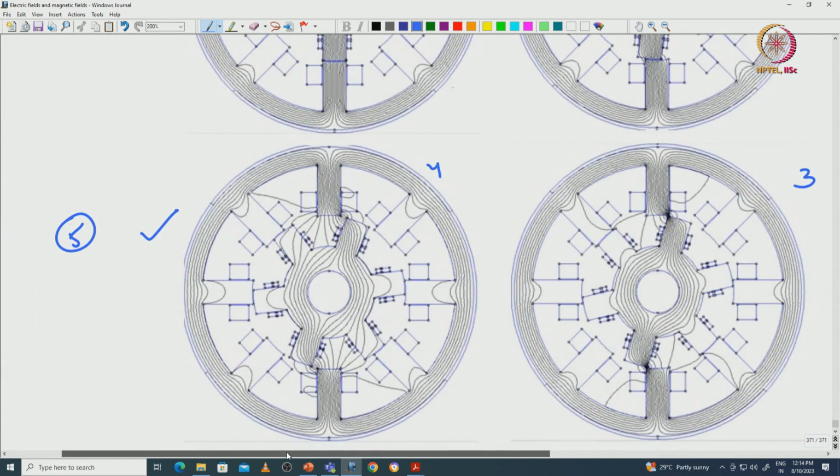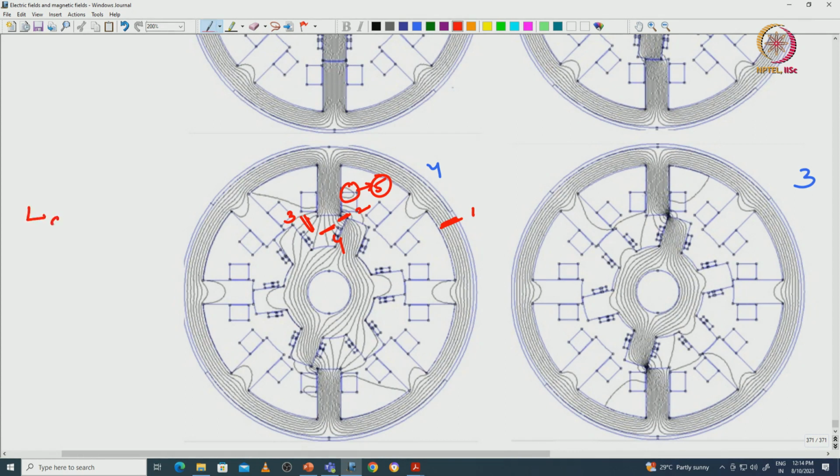Let us say this one. In this flux plot we have to divide the flux lines into different regions. Let us say this is region 1, this is region 2, this is region 3, and this is region 4, and the leakage fluxes, that is region 5. So, with respect to all these regions we have to find the inductance in intermediate positions also. Based on that we can find the inductance.